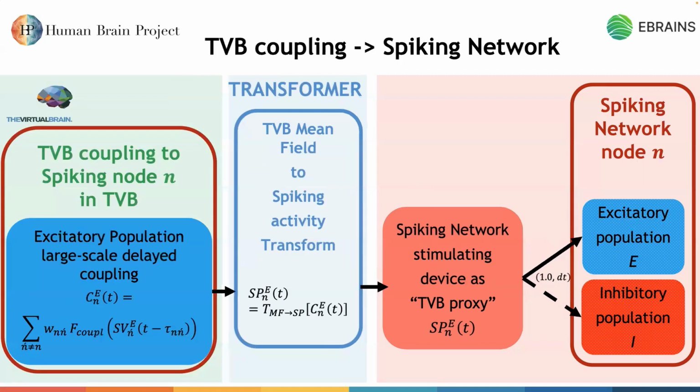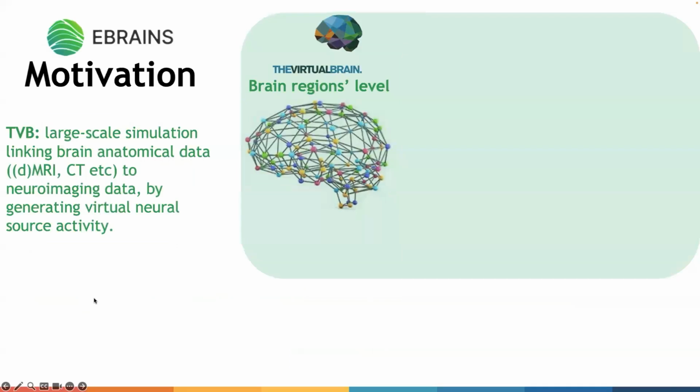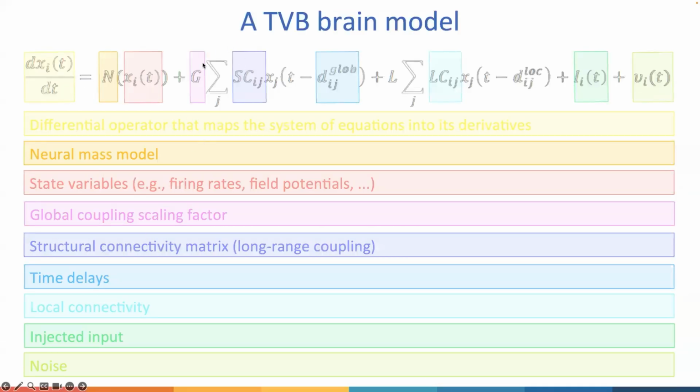The other way is to actually, instead of sending the input of every TVB node separately to the spiking nodes, take advantage of the fact that TVB anyway computes the coupling towards every node. If you remember, I will go back. For every node here, it gets inputs from all other nodes.